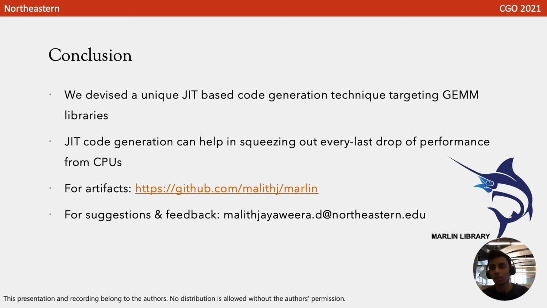So this brings us to our conclusion. So we developed a unique way of generating code at runtime based on data. Current approaches only consider algorithm level optimizations, for example, like loop unrolling and address compression techniques. But our data-oriented code generation is really important because it gives a chance to squeeze out every last drop of performance from CPUs. And for artifacts and for our open source implementation, please visit our GitHub website provided here.